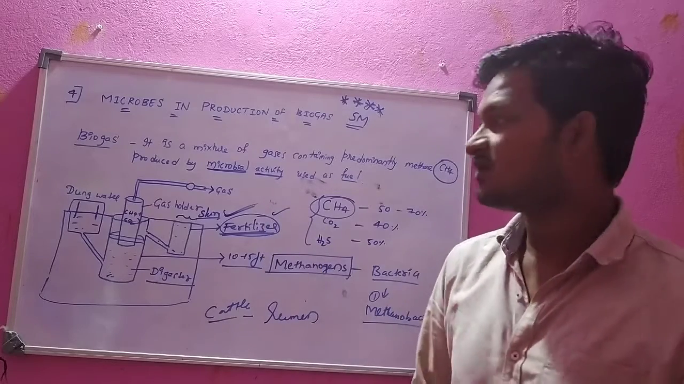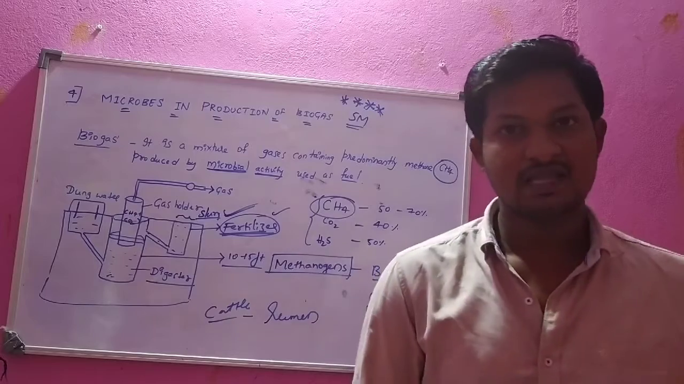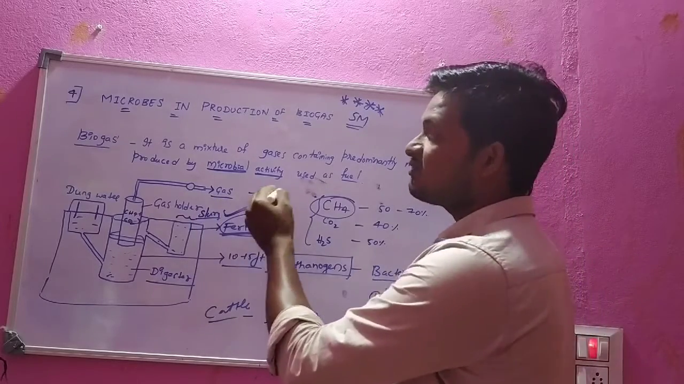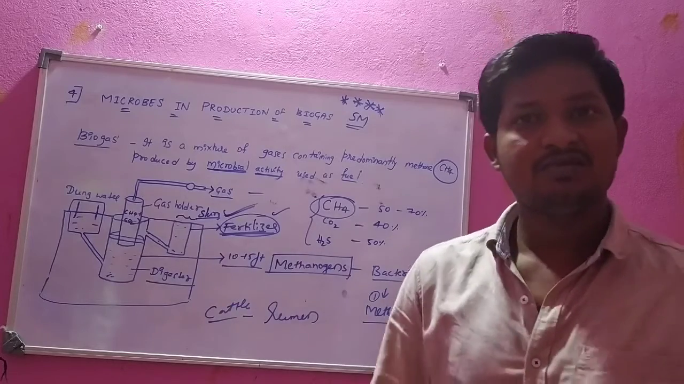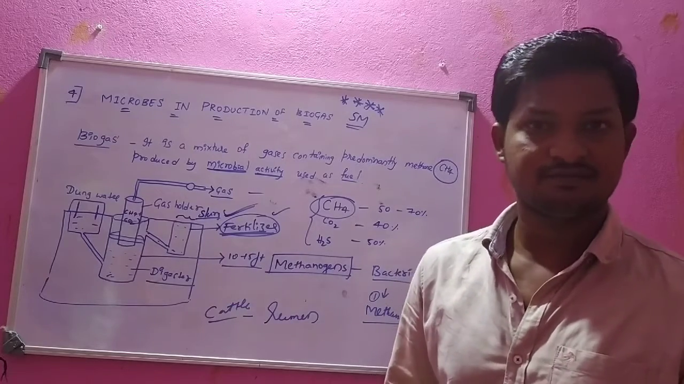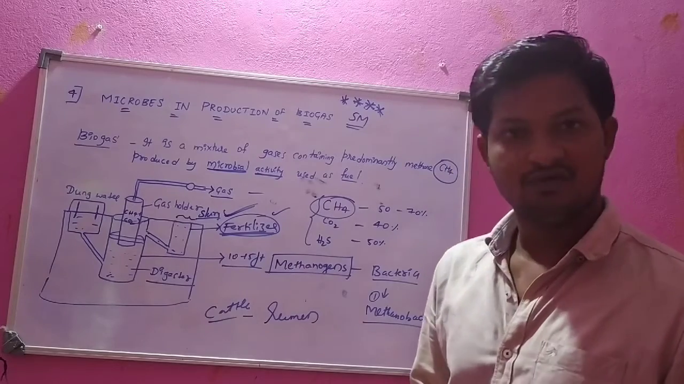Another aspect is that we produce an important gas. That gas is used for cooking and lighting purposes, and it is also used as fuel.